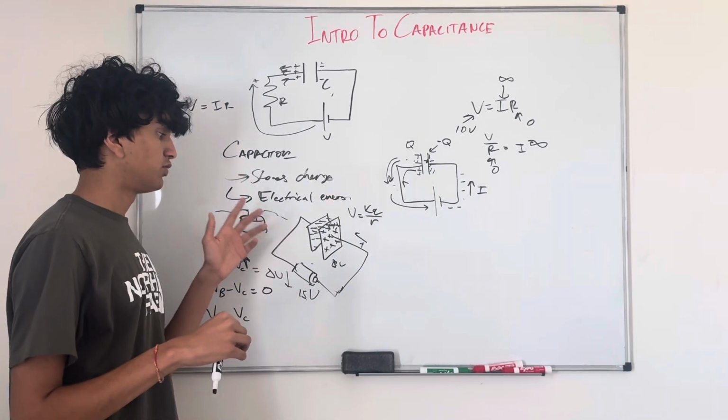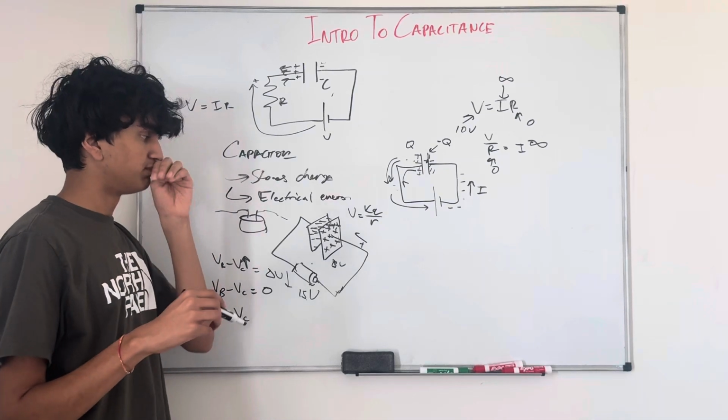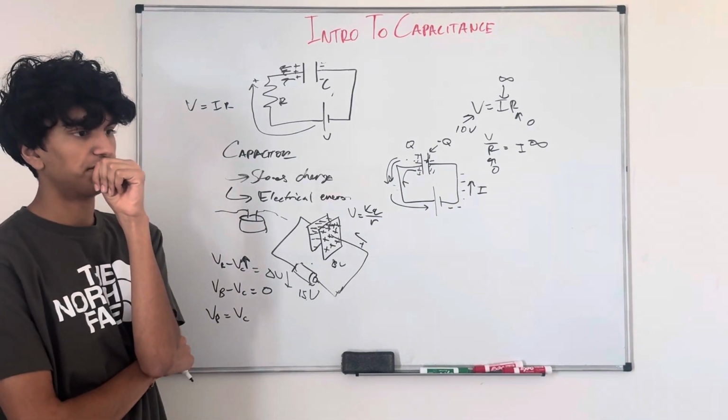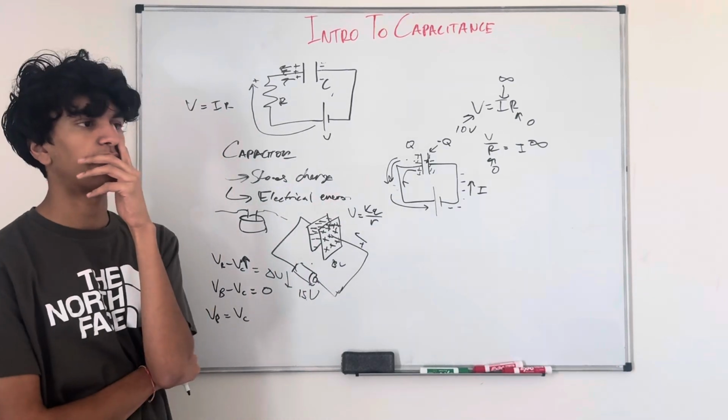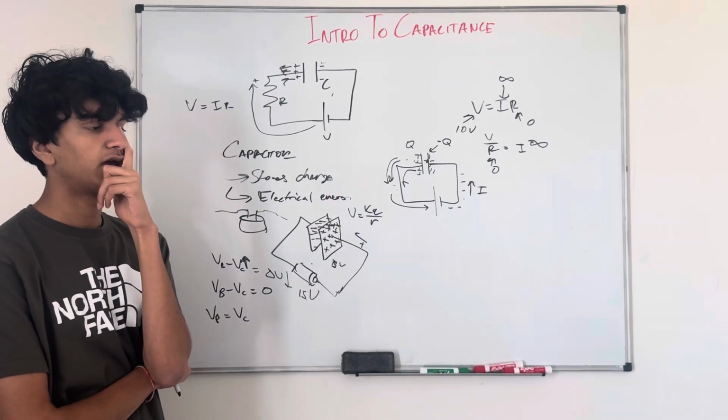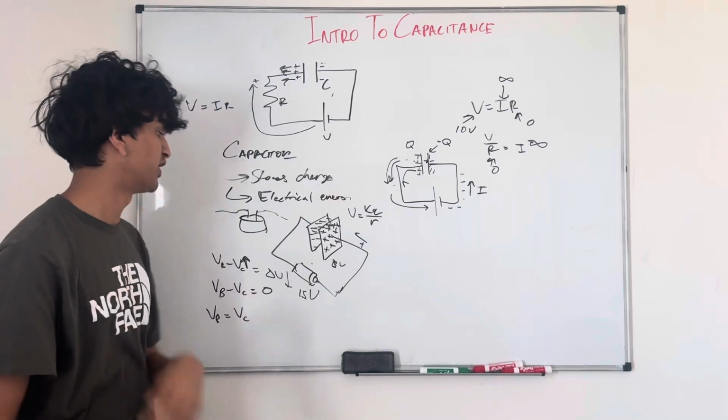Now, how do I show this next part? I'm trying to introduce an equation and try to make it make sense. That's why I'm just trying to think about how I would explain this. Here, let's explain it like this.